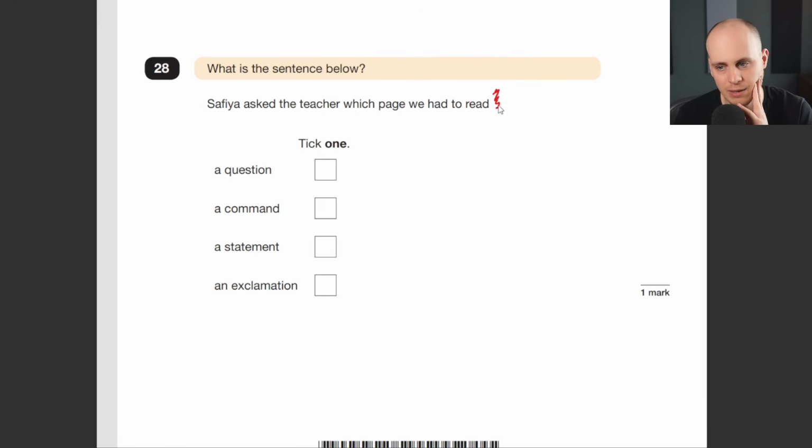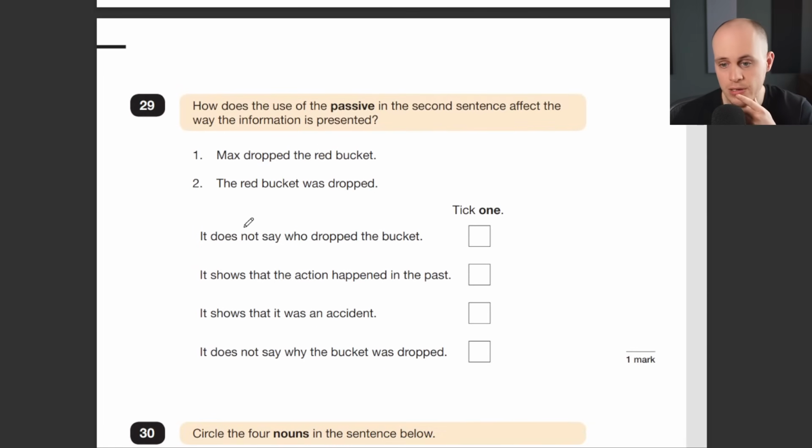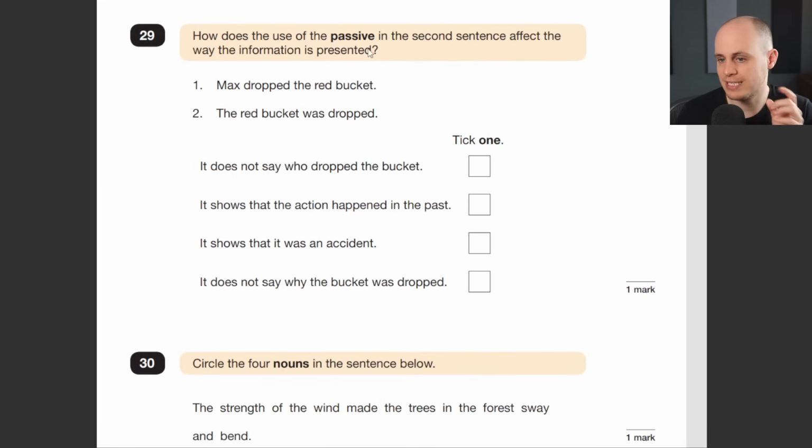Okay, so think of it that way. It's just a statement. It's not a command because it's not telling you to do something. It's not an exclamation. Exclamations start with what or how, and usually you can just hear the difference in the way they sound. They'd end in an exclamation mark. It's just a statement. Number 29. How does the use of the passive in this second sentence affect the way the information is presented?